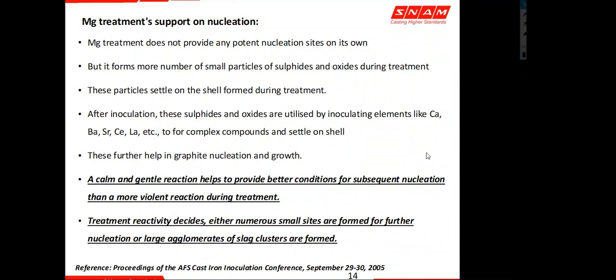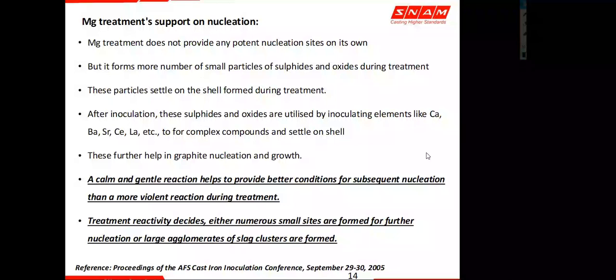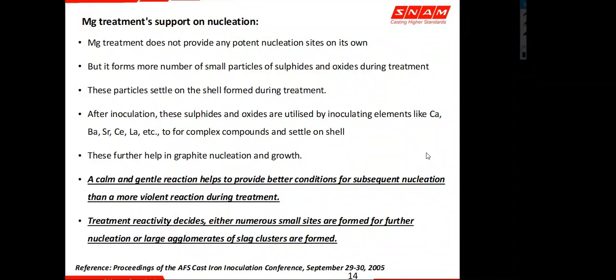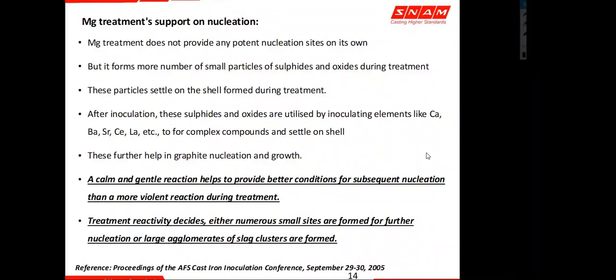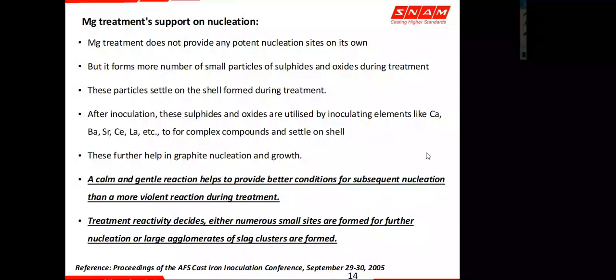A calm and gentle reaction helps to provide better conditions for subsequent nucleation. When your reaction violence is very high, it starts disturbing the nuclei which are already present in the liquid metal. So our aim should be to reduce the reaction violence and the vigorousness of the reaction. The treatment reactivity decides whether small sites are formed for further nucleation or large agglomerates of slag clusters are formed. When you get very high reaction violence, it agitates the metal, and when you agitate the metal, a lot of oxides are generated inside.